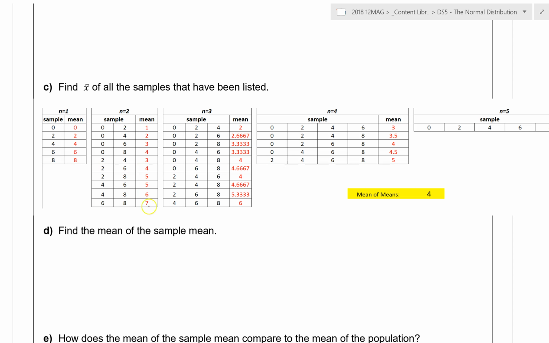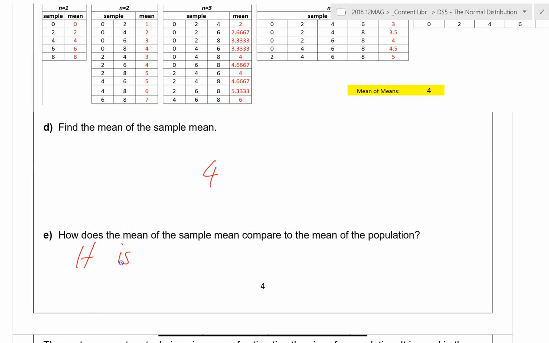Find the mean of the sample means. Okay, so I add all 31 of those means together and divide by 31, and I get this here: the mean of the means is 4. How does it compare? It is the same. The mean of the means of all possible samples is equal to the mean of the population. Don't try to work that out by listing all 31 samples and calculating all of the means, as we did just there, because it's so easy to make a mistake and it's so time consuming. You just need to remember the mean of the means of all possible samples is equal to the mean of the population. Wonderful. There you go.